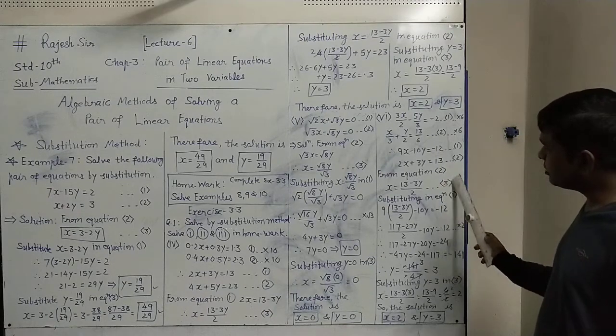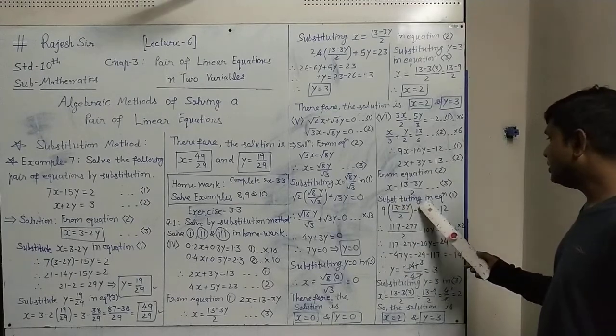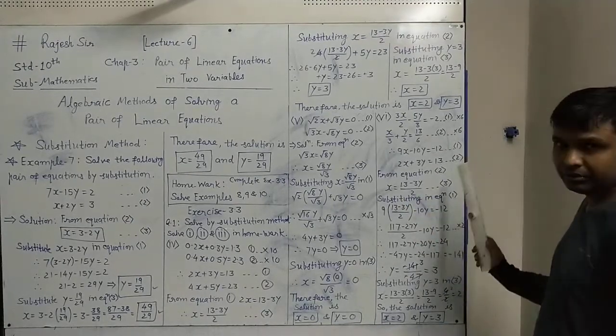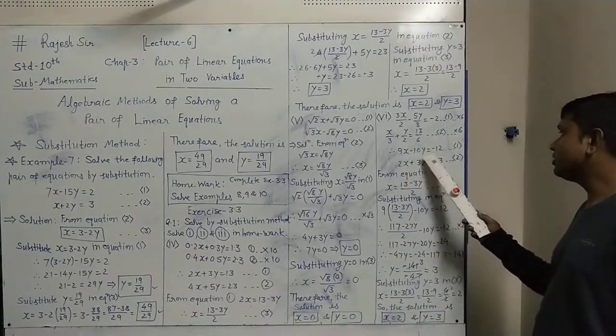So we will place this substitution in equation number 1. This substitution we have to make in equation number 1. Equation 1 is 9x minus 10y equal to minus 12.